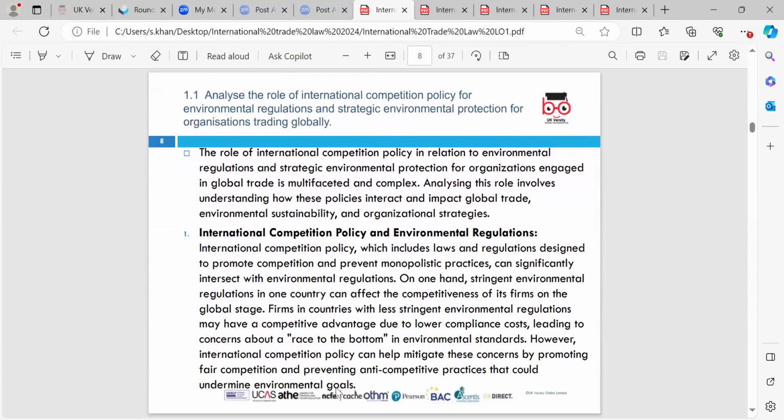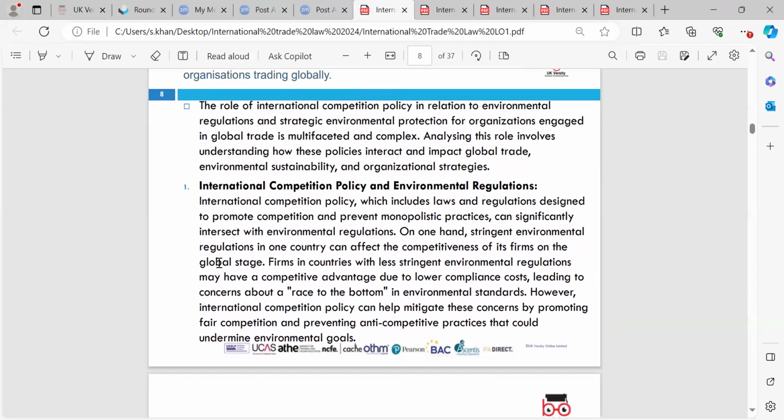We then went on to 1.1 and looked at the role of international competition policy for environmental regulations and strategic environmental protection for organizations trading globally. The role of international competition policy in relation to environmental regulations and strategic protection for organizations engaged in global trade is multifaceted and complex. Analysing this role involves how these policies interact and impact global trade, environmental sustainability and organizational strategies.